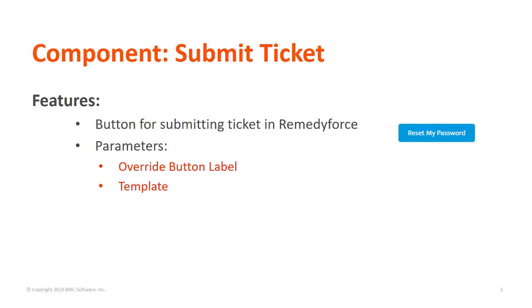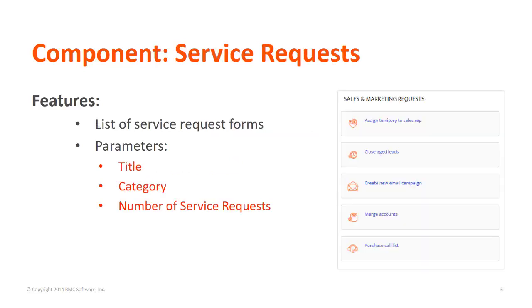The component Submit Ticket displays a button for submitting a ticket in Remedyforce. The component has two parameters: override button label and template. Override button label allows a custom button label to be displayed. If left blank, the default label Submit a Ticket is displayed. Template allows a specific ticket template to be used for creating the record. Both parameters are optional.